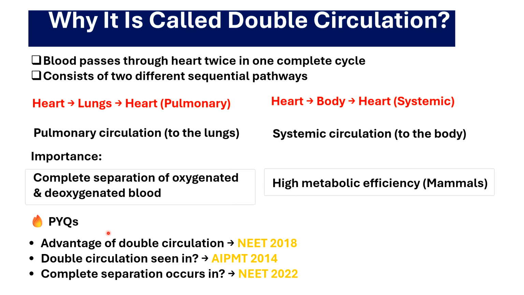Generally, the PYQs from this area come from what is the advantage of double circulation, and where it is seen. Advantage, I already discussed: complete separation of oxygenated and deoxygenated blood, high metabolic efficiency. Where is it seen? In case of mammals, right? Complete separation occurs in, you have to write, double circulation. Is that clear?